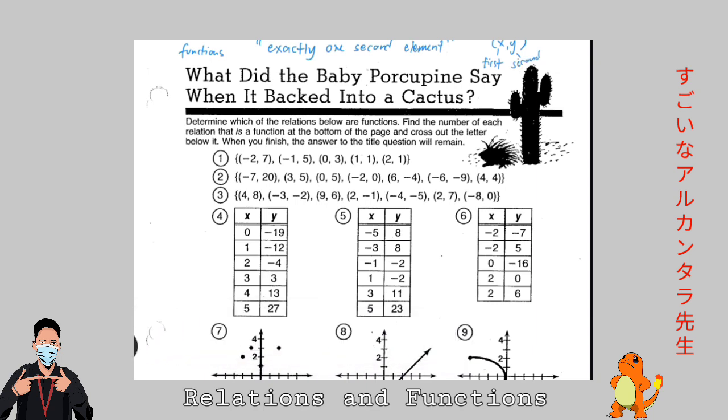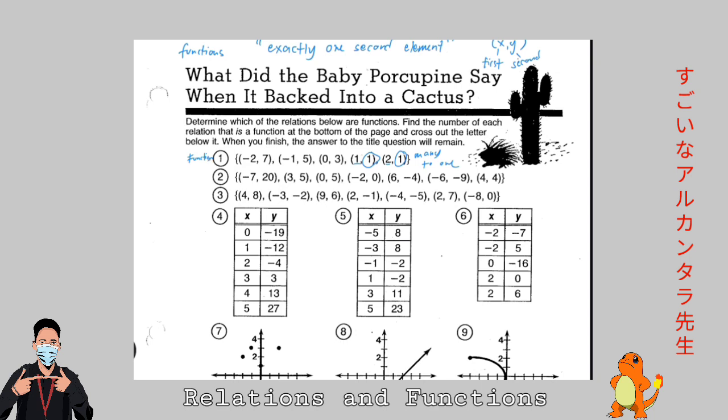In this case, (-2, 7), (-1, 5), (0, 3), (1, 1), (2, 1), each first element corresponds to exactly 1 second element. And what kind of correspondence is this? Actually, this is many to 1, because as you can notice, the 1 repeats here, with 1 and 2 corresponding to it. It's a many to 1. So this is actually a function. Later, I'll just write f and r so that it will be much faster.